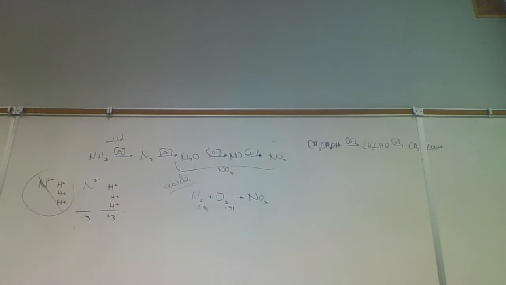Mild oxidation or vigorous oxidation? A tiny bit of O2 got in and converted my wine to vinegar. Mild or vigorous? Mild. That's not even 1 atmosphere of O2. That's mild, and so this is under mild oxidation.